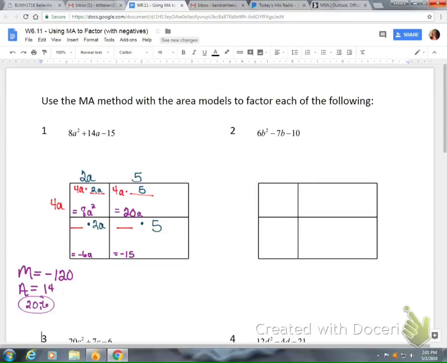So what can I multiply by 2a to get negative 3? If I plug in negative 3 and multiply it by 5, will I get negative 15? Yes. So the height of this rectangle is negative 3.